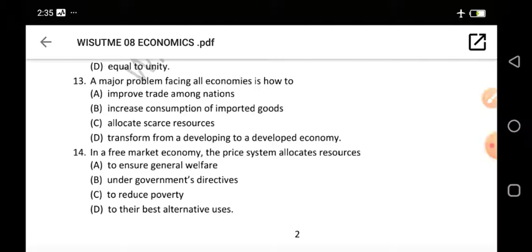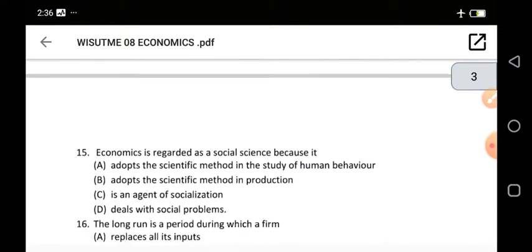Talking about ensuring general welfare, that is a socialist economy. Under objectives, to reduce poverty, that's what the government is trying to do. So that is a socialist economy, or sometimes the mixed economic system. But to their best alternative uses, yes, that is the free market economy, because they are always there to make profit. Whatever they do and there's no profit in it, they don't invest in it. They invest in the alternative. That will take us to number 15.